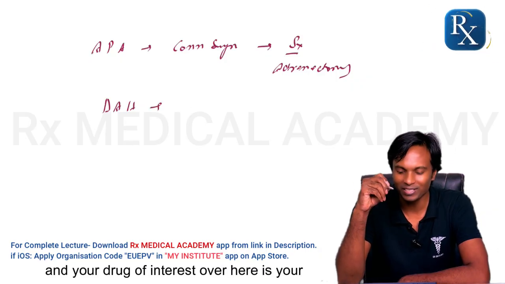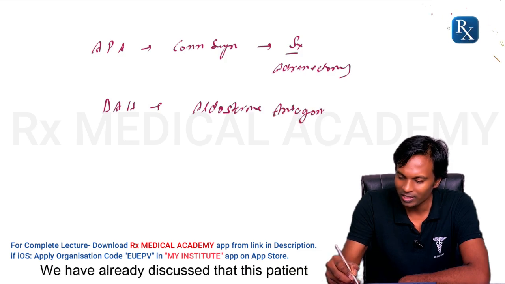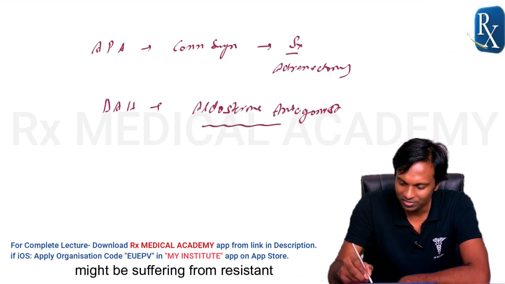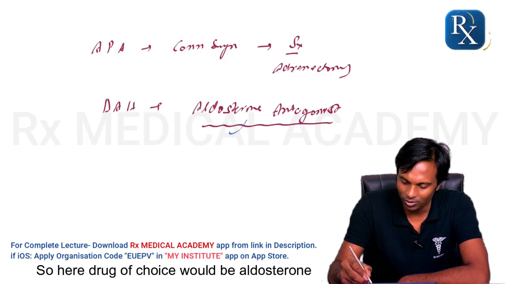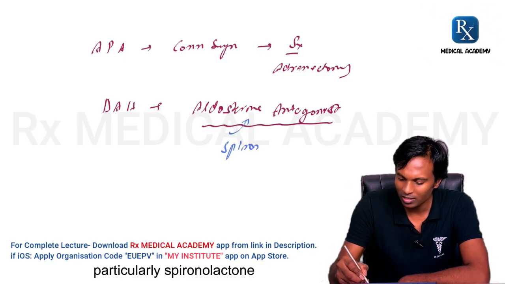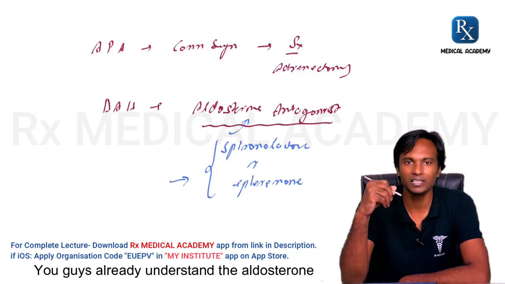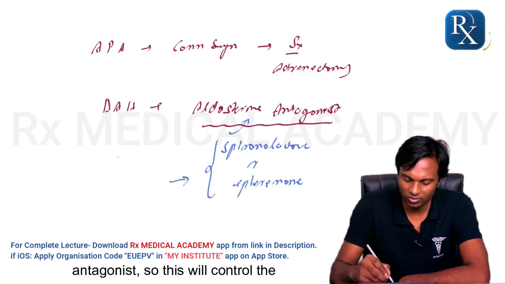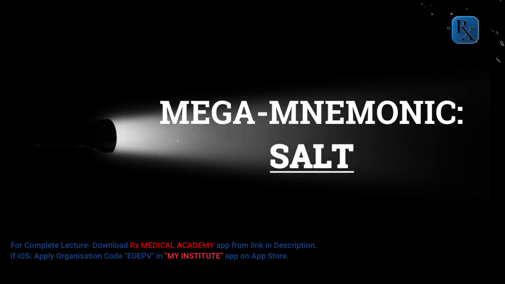And your drug of interest over here is the aldosterone antagonist. We have already discussed that this patient might be suffering from resistant hypertension. So here the drug of choice should be an aldosterone antagonist, particularly spironolactone or eplerenone. You already understand the aldosterone antagonist. So this will control the resistant hypertension as well.